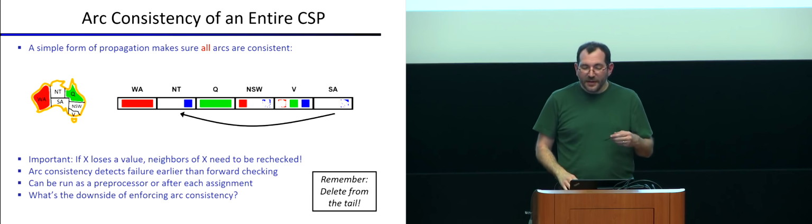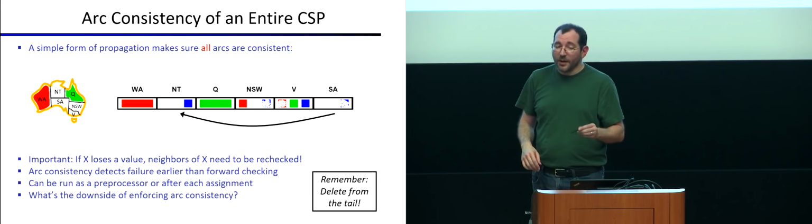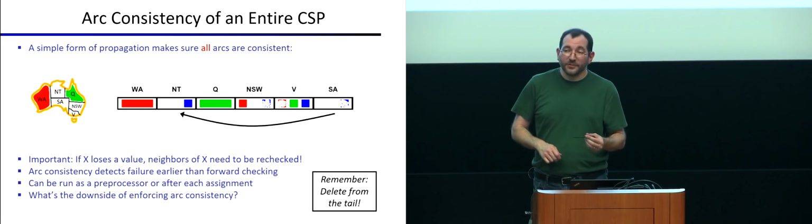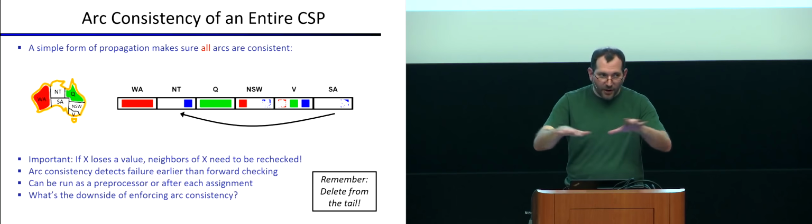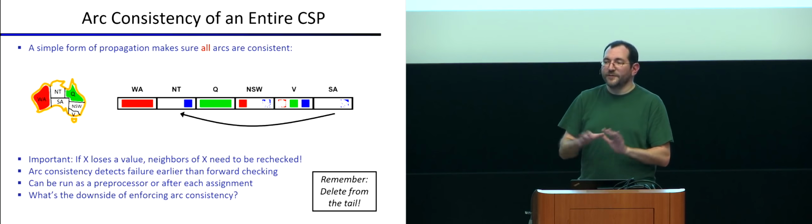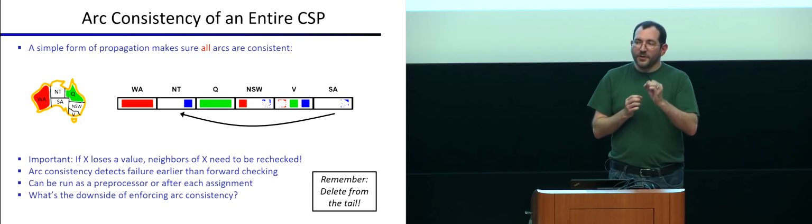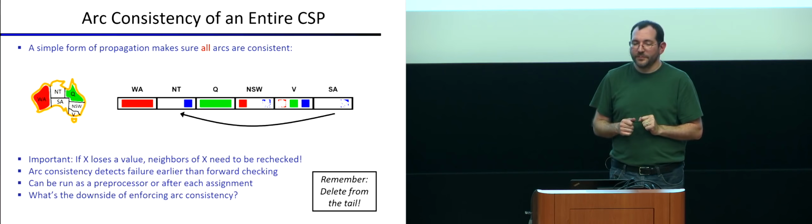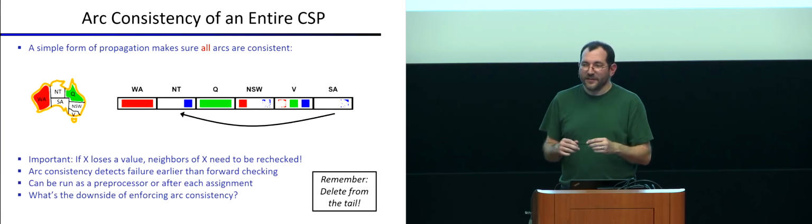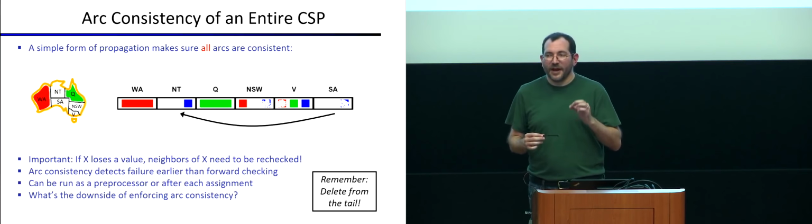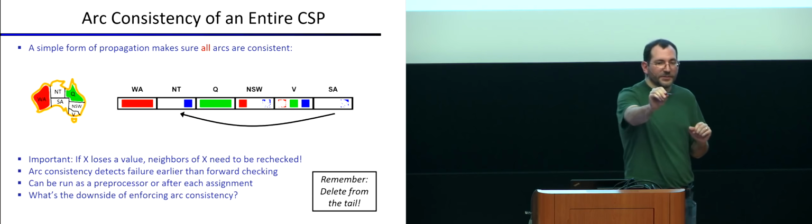You can run this either as a preprocessor, or more commonly, you run this after every assignment. You're still in a backtracking search, but after every assignment, you go around, you think really hard, you do a bunch of consistency checks, and you filter a bunch of stuff so that you don't have to backtrack quite so much. So this is great. What's the downside of enforcing arc consistency on a graph after every assignment in a backtracking search?